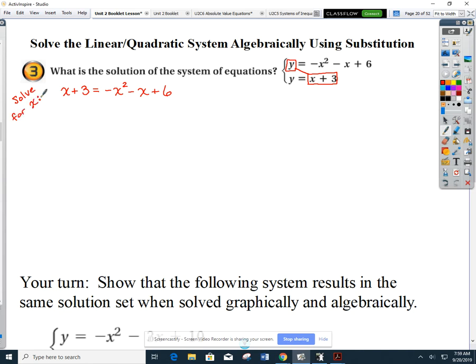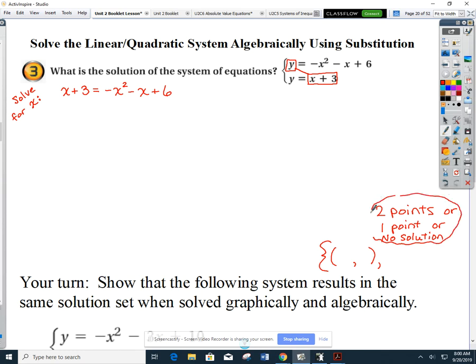And keep in mind what our answer should look like. We're trying to get the 2 points where this line and parabola meet, or it could be 1 point, or it could be no solution. Those are our options for a linear quadratic system.